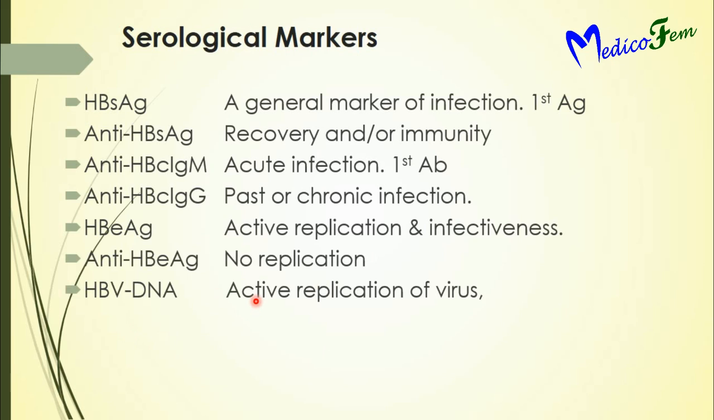Then HBV DNA indicates active replication of virus in the body and it is more accurate than E antigen detection.